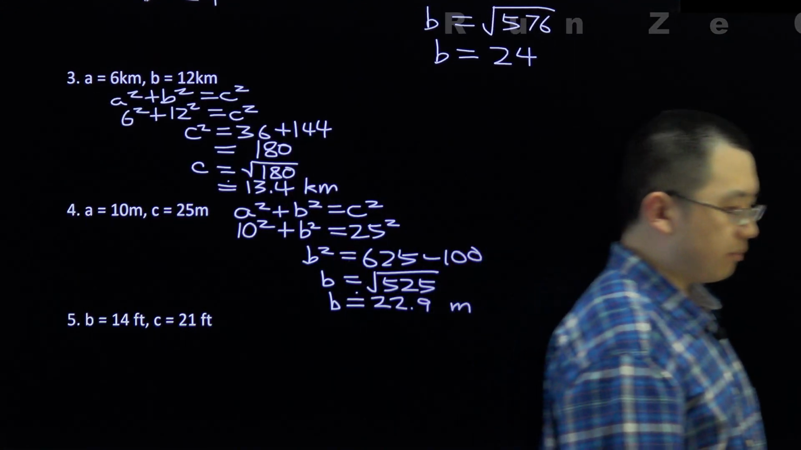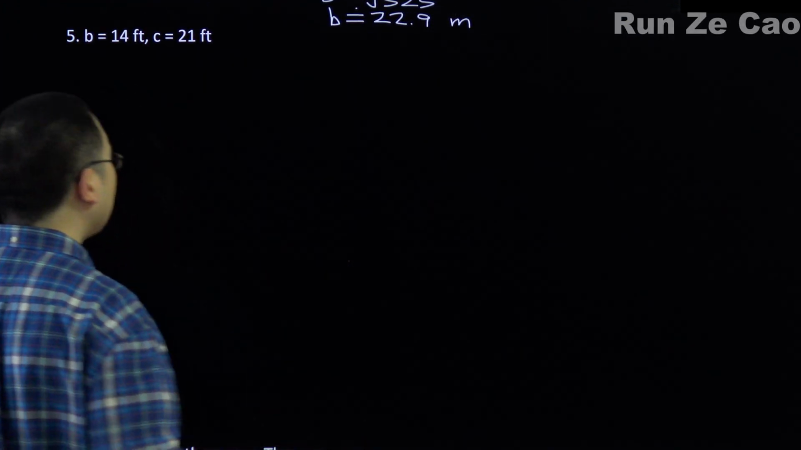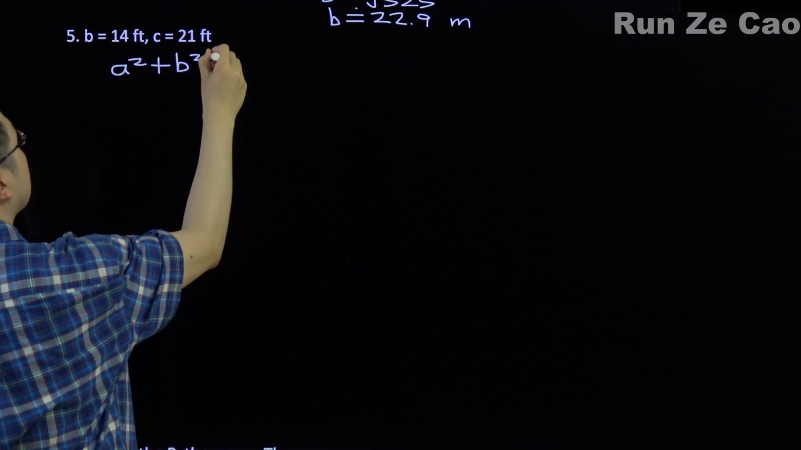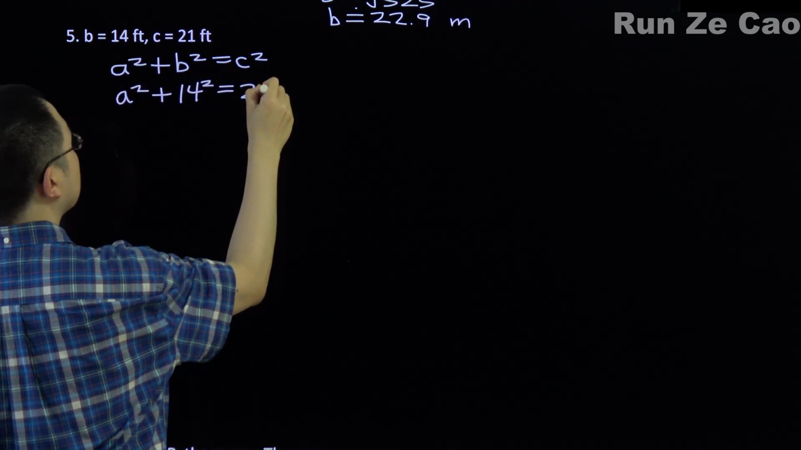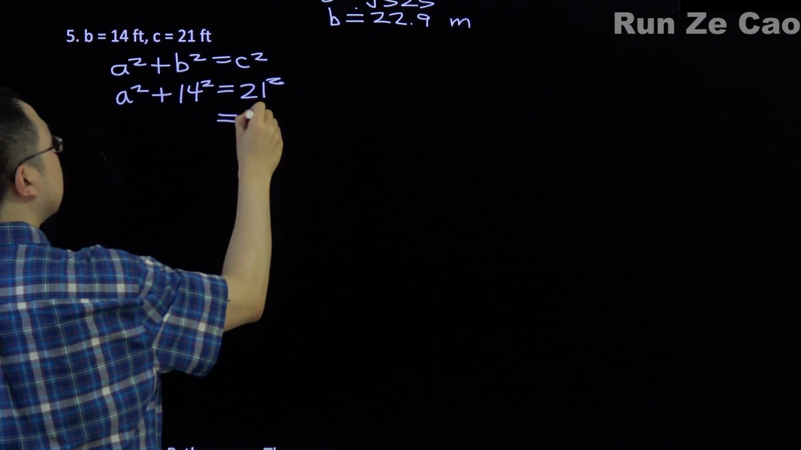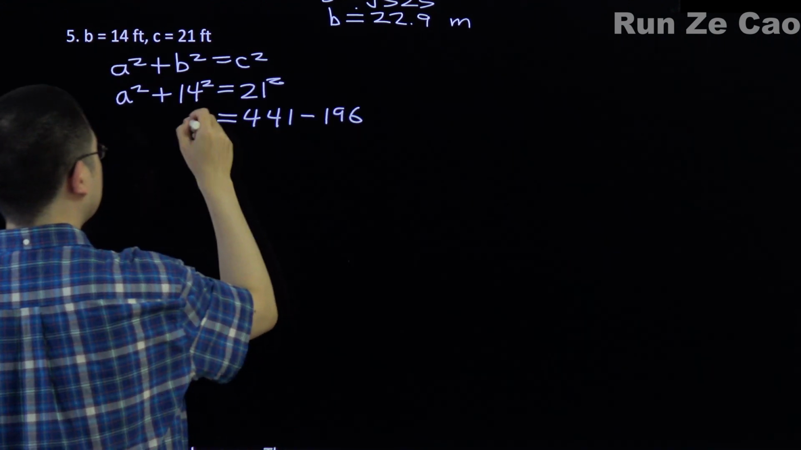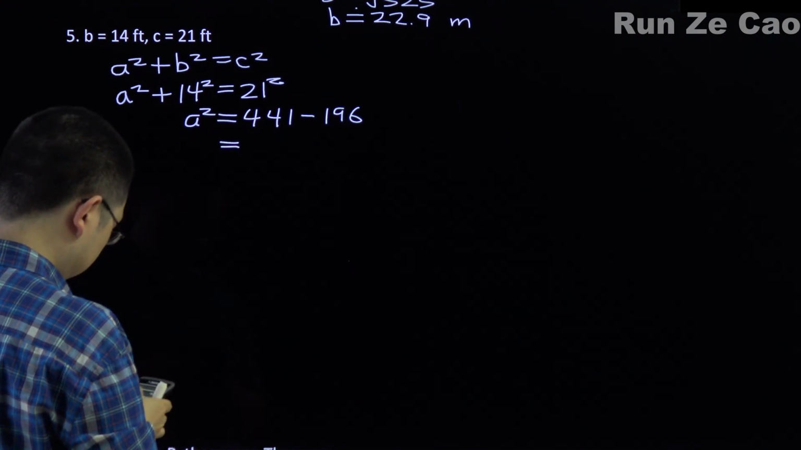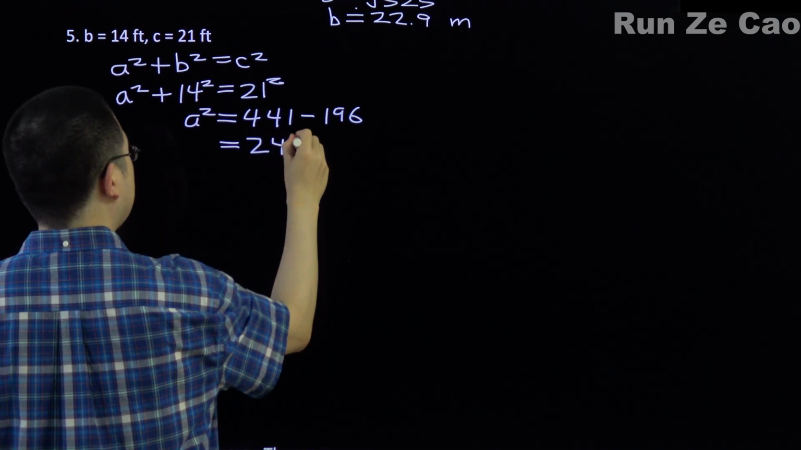Okay, then what if you got B and C but no A? Well, you still use the same old formula and manipulate as necessary. A squared plus 14 squared equals 21 squared. So 441 minus 196 equals A squared. So 21 squared minus 14 squared is 245.